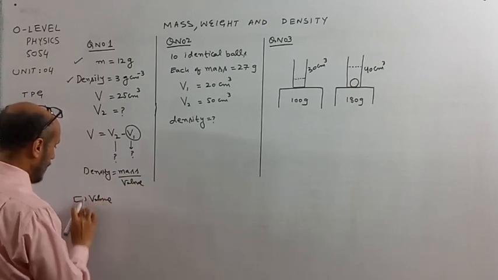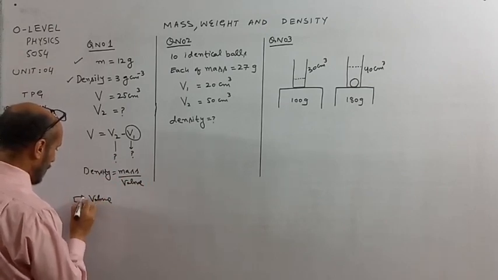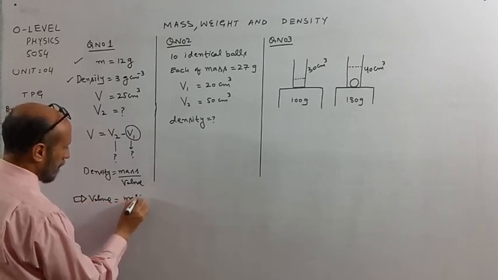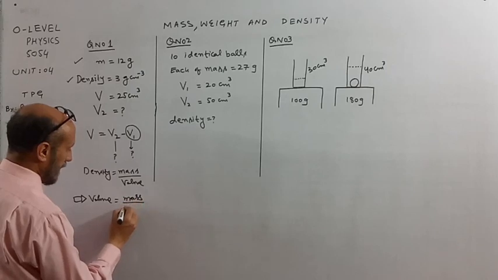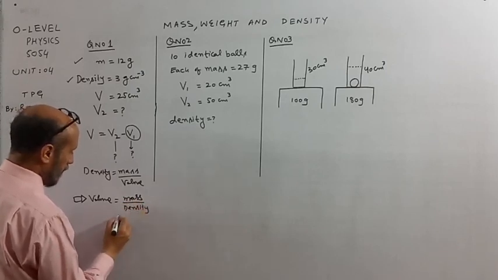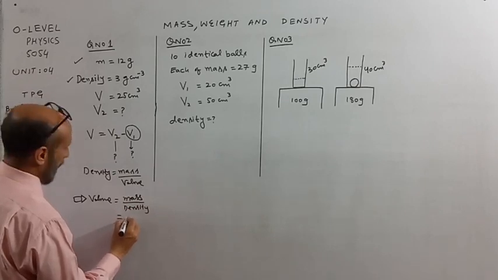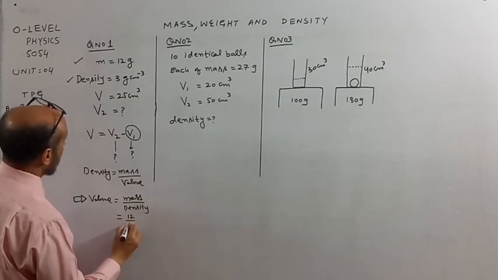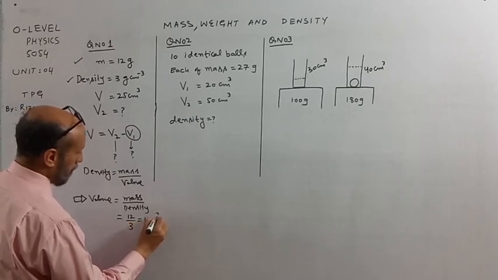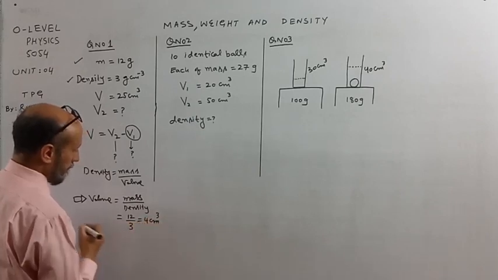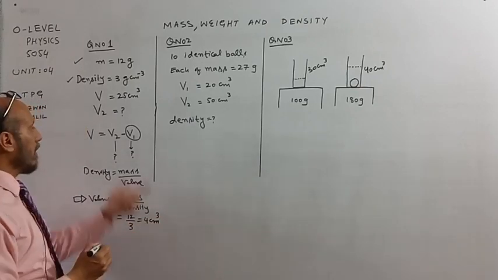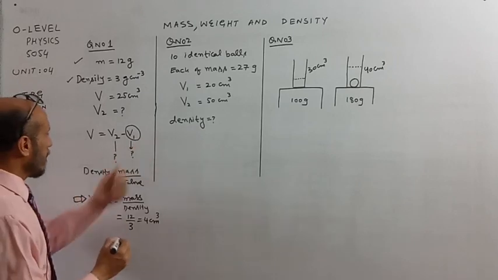So volume is equal to mass over density. What was the value of mass? 12. What was the value of density? 3. So what is the volume of the liquid? 4 cubic centimeter. So now we will put that value over here.